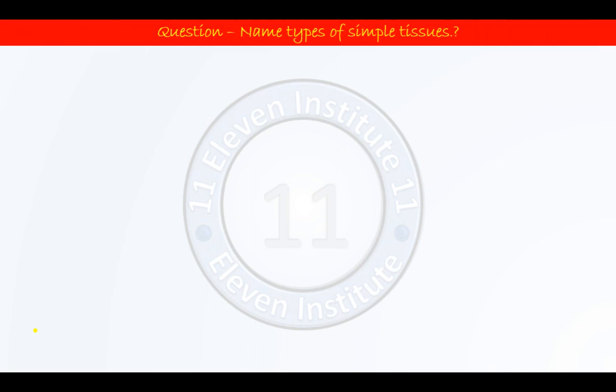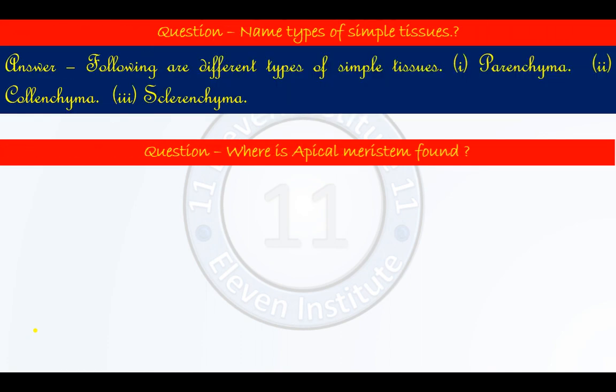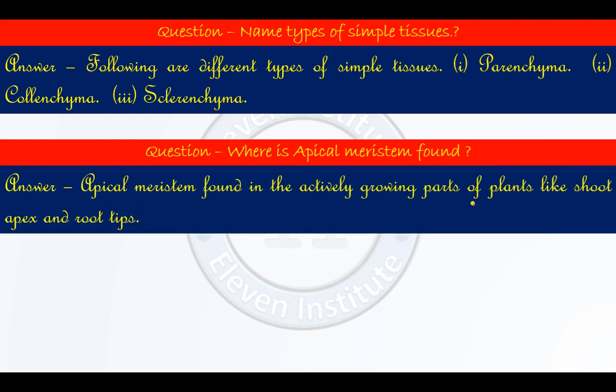Name the types of simple tissues. Following are the different types of simple tissues: parenchyma, collenchyma, and sclerenchyma. Very much easy. Where is apical meristem found, my dear friends? Apical meristem is found in actively growing parts of plants like shoot apex and root tips. This was from the previous video lecture.